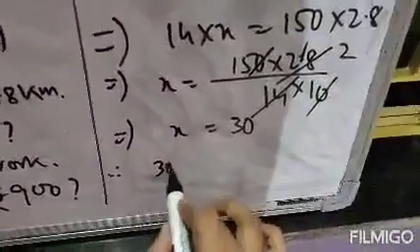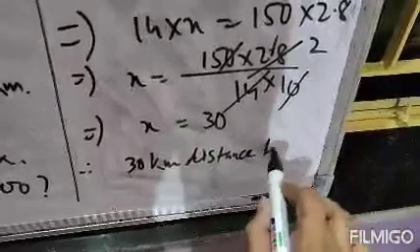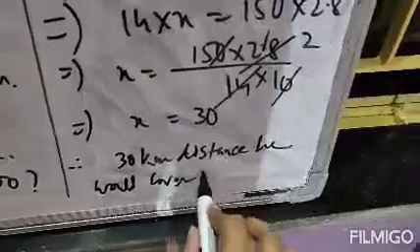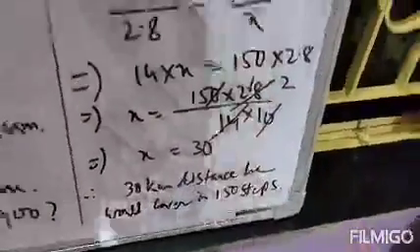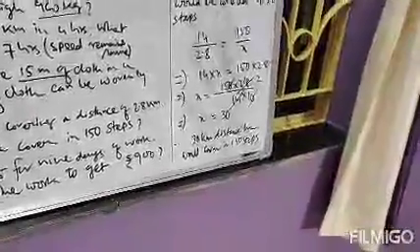So just write, therefore 30 kilometer distance he would cover in 150 steps. This is your answer. 30 kilometer will be your answer. Clear? So this is the question solved.